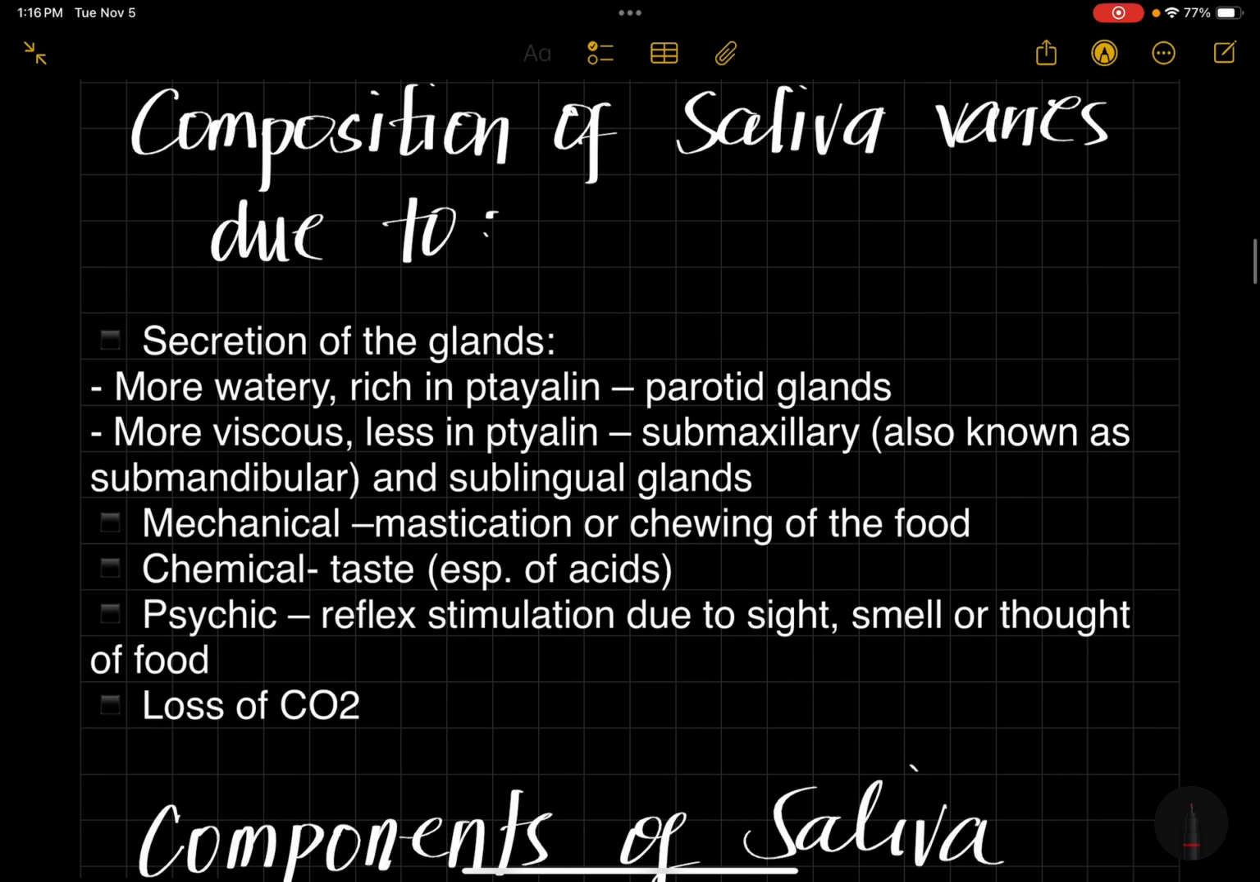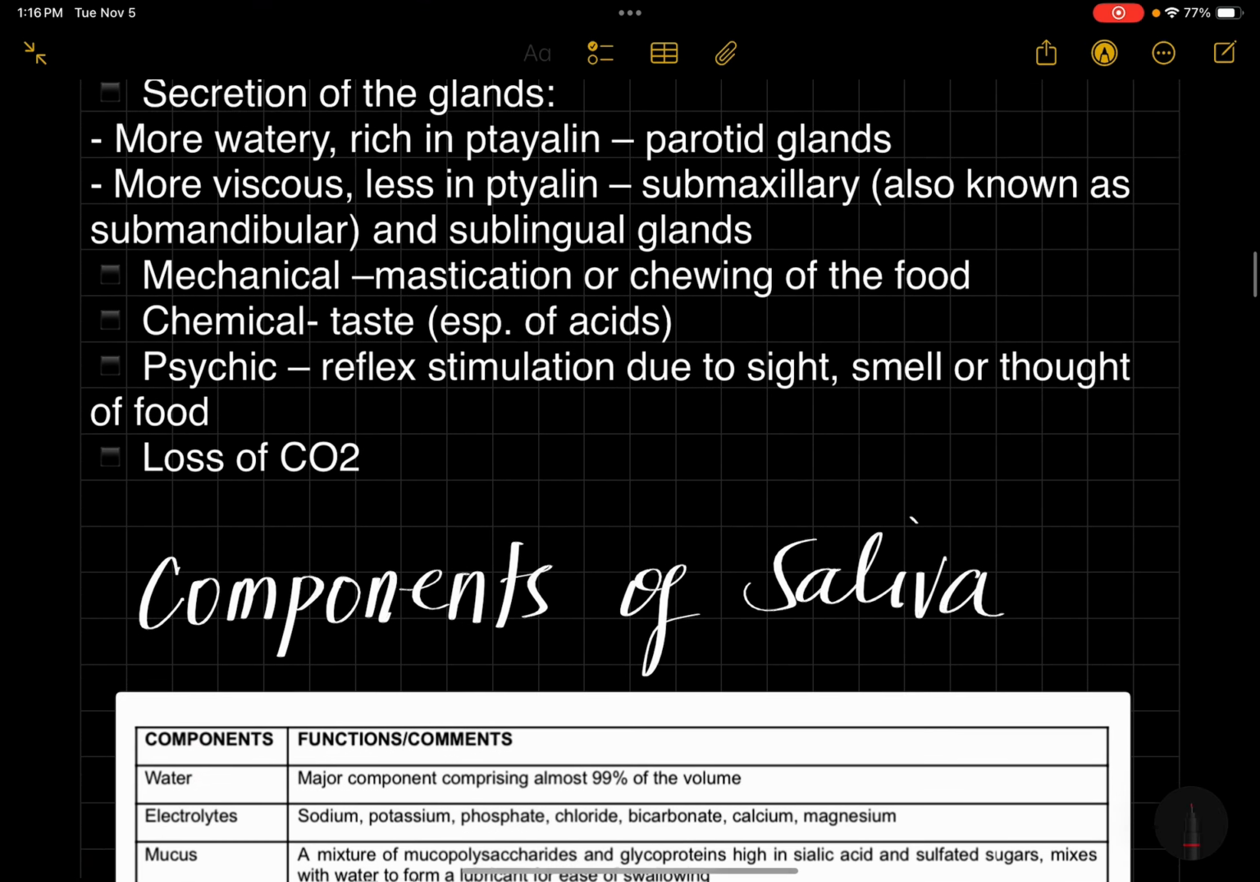We have mechanical stimulation, meaning mastication or chewing of the food. When you are in mastication, it is a kind of mechanical digestion. That is why you chew, moving your jaws. And the chemical stimulation, especially taste, acids, and the psychic reflex stimulation due to sight, smell, or thought of food. So, loss of carbon dioxide.